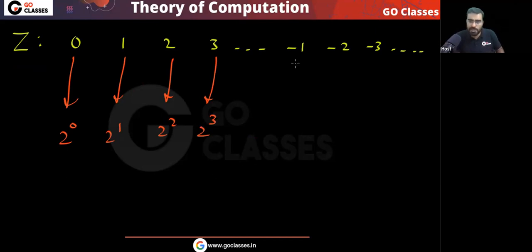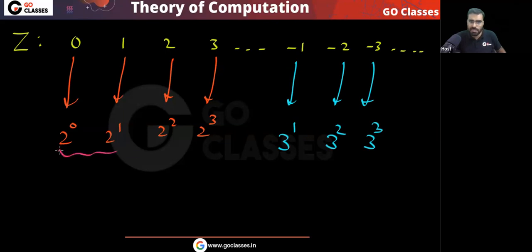And where will you map these negative numbers? You map them to powers of 3. Is this clear? Now tell me, these will be even numbers, the even images, and those will be odd. No one is matching, yes or no? Can you notice? Did you get an injective function or not?